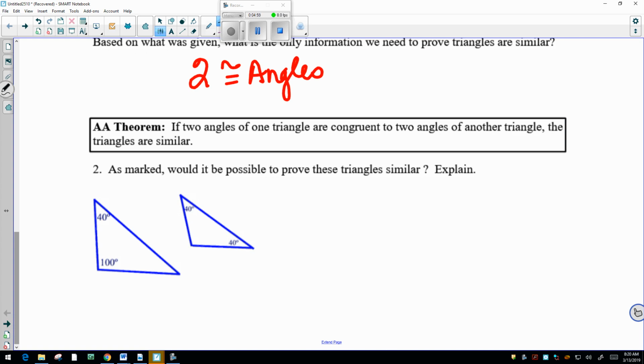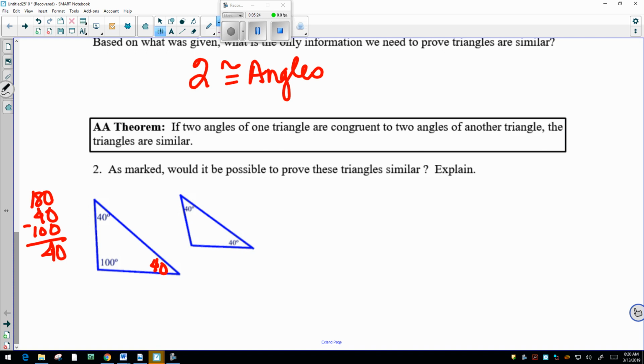Okay, so looking at question 2, maybe throwing some numbers at it, it says, as these two triangles are marked, would it be possible to prove them similar? So I need to find the third angle in each triangle. So if I'm looking at this triangle on the left, I know there's 180 degrees in each triangle, so I'm going to remove the 40, I'm going to remove the 100, and what I'm left with is 40. So this missing angle down here is 40.